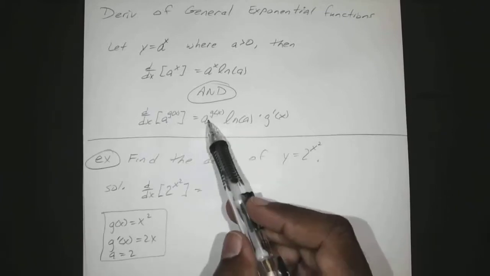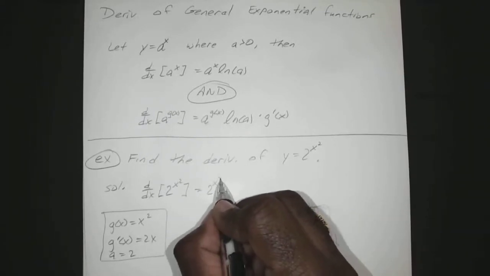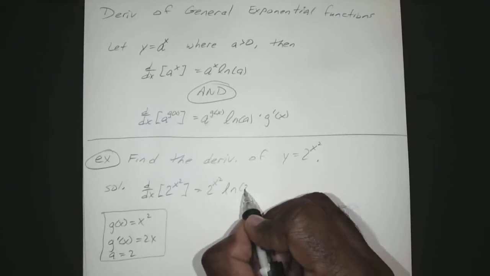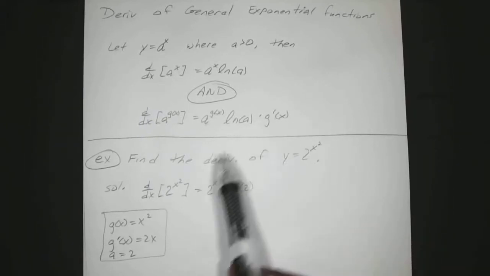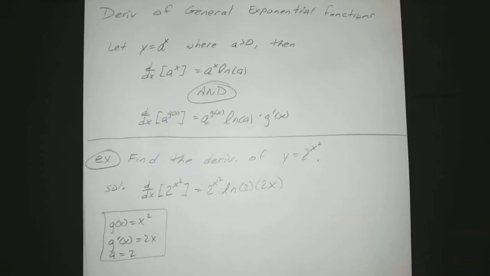Okay. So we know a to the g of x, which is 2 to the x squared, times the natural log of 2 times your g prime of x, which is 2x. You could try to simplify that to make that 2 to the x squared plus 1 times x times natural log of 2, but you don't have to. That would actually be good enough. All right, any questions on that one?